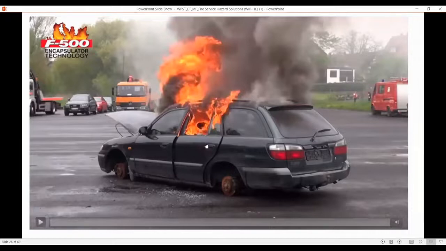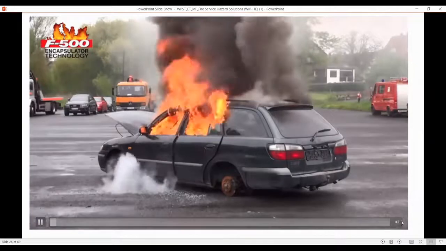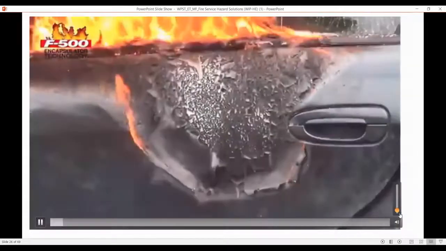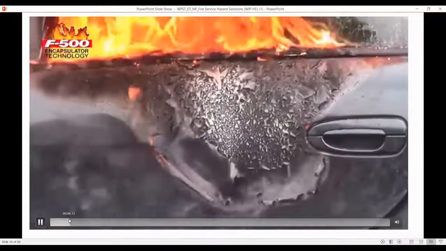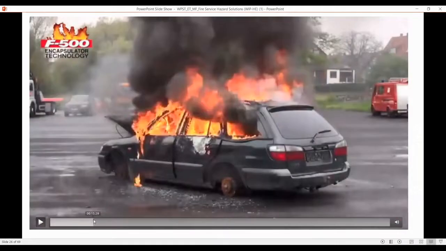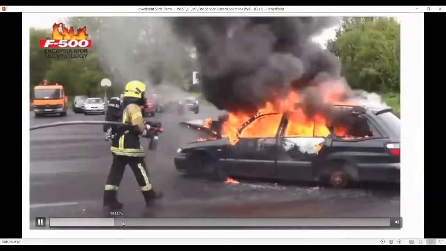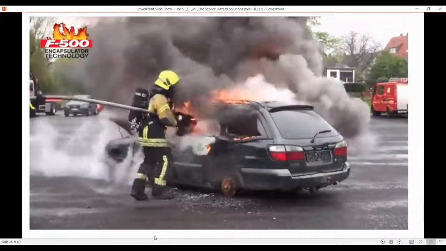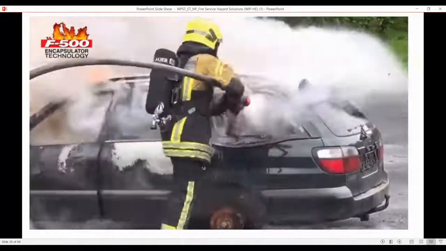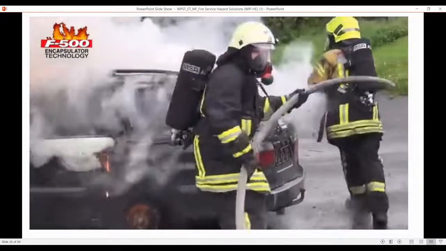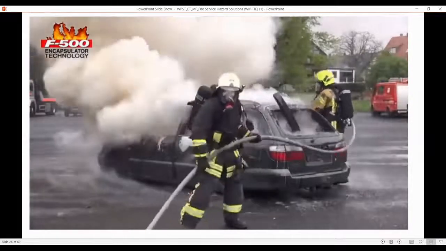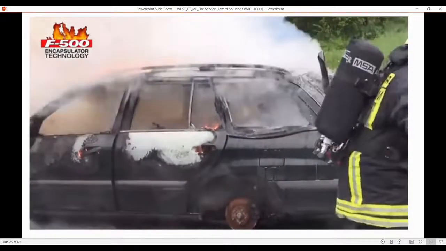Here is another video, not the thermal, but the actual video of another vehicle fire. Same way, we're using that 20 gallon per minute nozzle and a 1% solution of F500. We'll speed it up a little bit. Things to watch for: that heavy black smoke. Watch how rapidly that smoke dissipates and how rapidly that fire is suppressed with 1% F500 and a 20 gallon per minute flow.